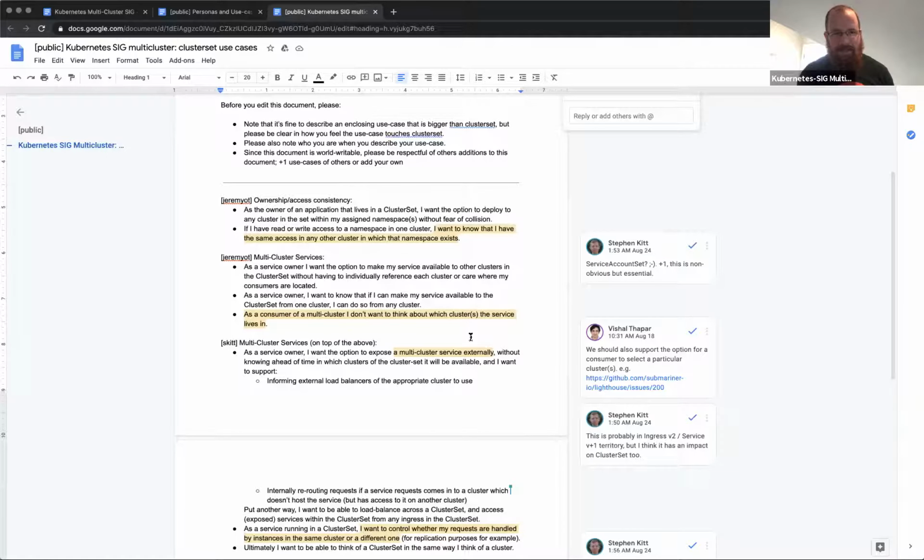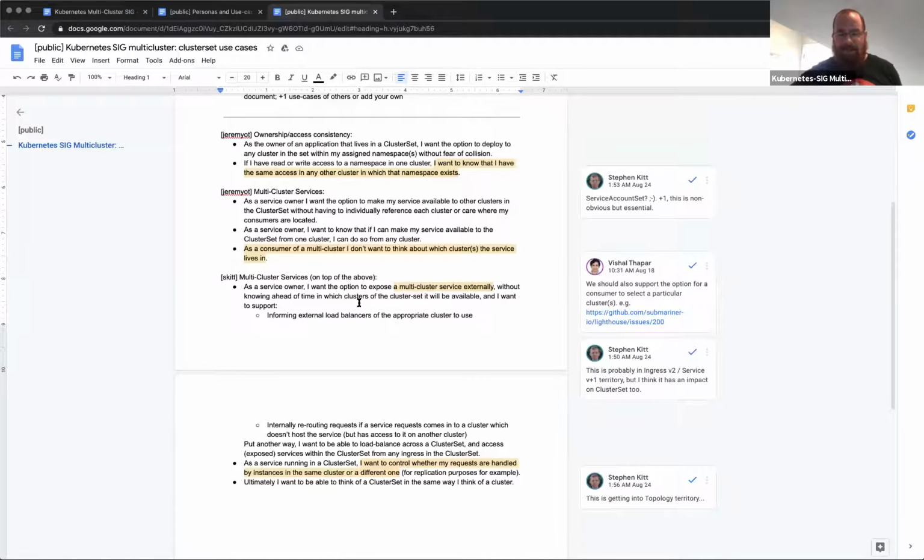So I think the first one was the ownership access consistency. This is really just an extension of what we agreed to with that namespace sameness position statement, that the owner should own their namespace in all of the clusters in a cluster set. And I think my second bullet here is really just a corollary. If I own the namespace in all my clusters, then I want to have the same access in those clusters. We don't want a situation where the service owner needs to think beyond that namespace level, and we want to keep that consistent across namespaces.